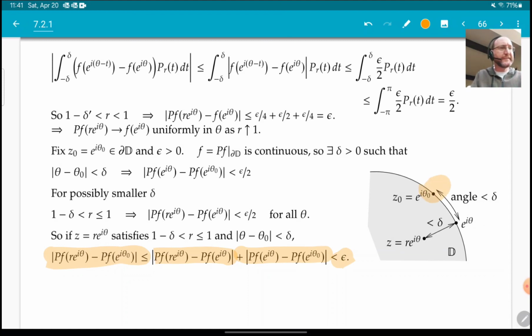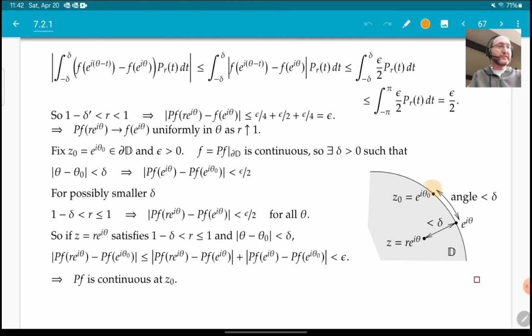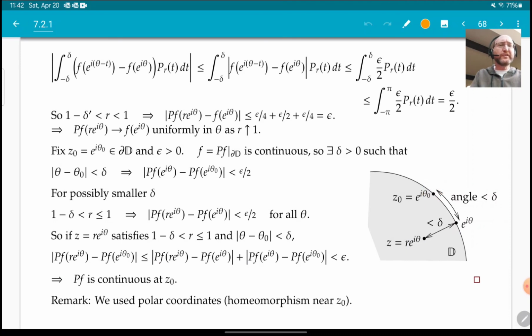Here's the picture, and this is Z naught. I can move delta in this direction and delta in this direction, and I'm still within epsilon. Delta is small enough that that's still going to be within epsilon. That's what we're proving, which means that PF is actually continuous at this point. Now we did use polar coordinates rather than Cartesian coordinates. But away from the origin, polar coordinates give you the same topology. So if you prove continuity in polar coordinates, you've proved continuity in the regular Cartesian coordinates. Except at zero it's not the same, but we're away from that, we don't care about the origin.